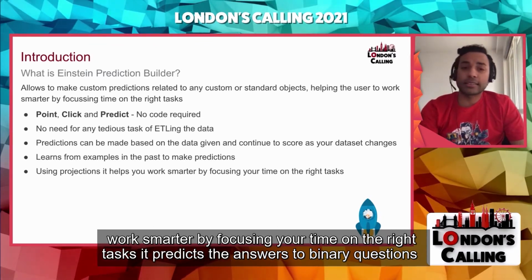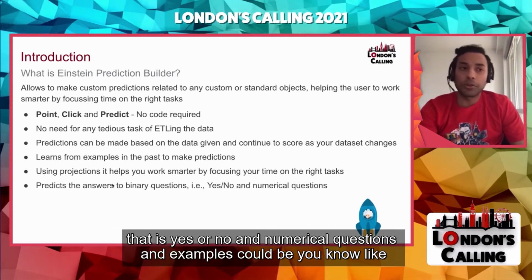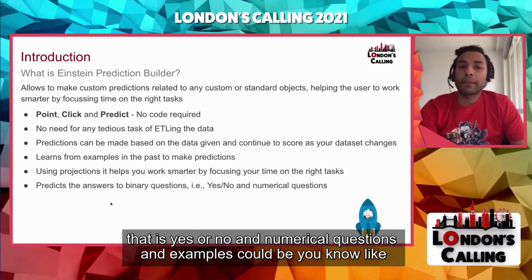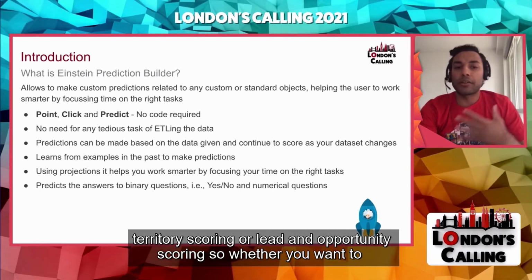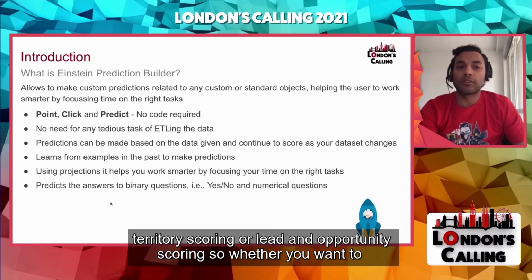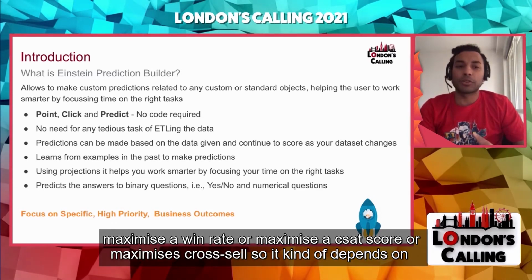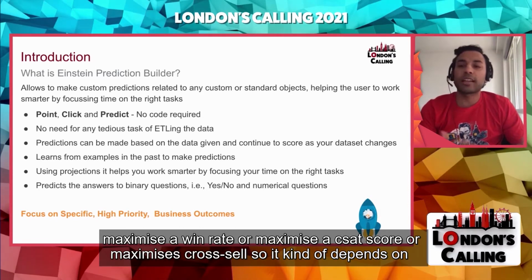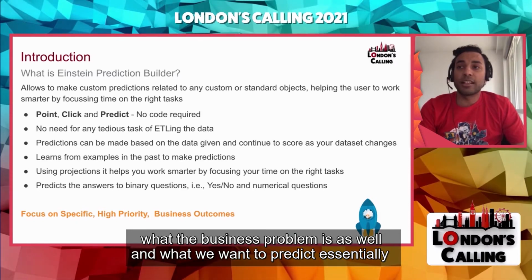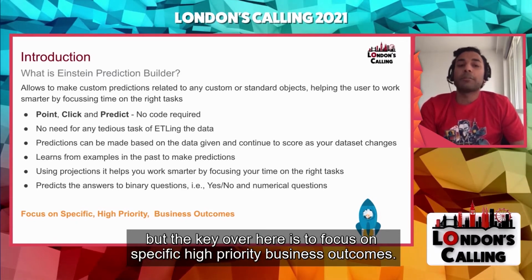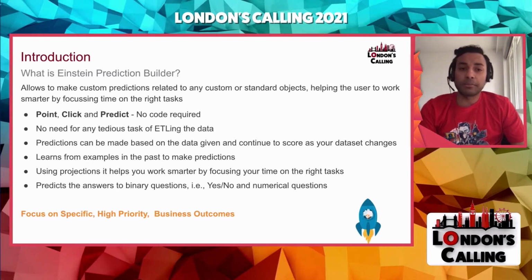It predicts the answers to binary questions, that is yes or no, and numerical questions. Examples could be territory scoring or lead and opportunity scoring. So whether you want to maximize a win rate or maximize a CSAT score or maximize a cross sell, it depends on what the business problem is and what we want to predict essentially. But the key over here is to focus on specific high priority business outcomes.